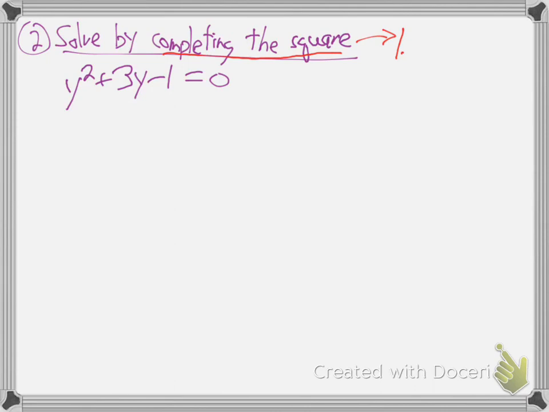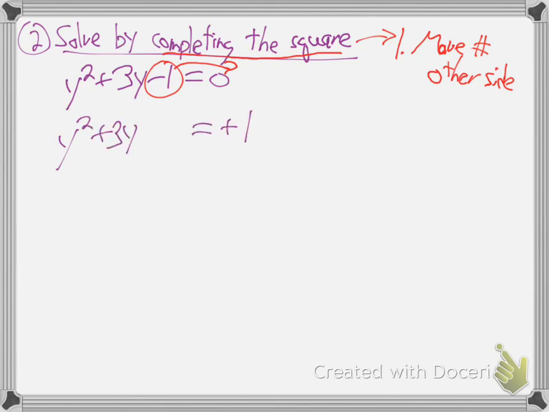It's step number 1. You move the number to the other side. So I'm going to grab that guy and move it over. So there's step number 1. We'll have y squared plus 3y equals positive 1 when that negative 1 jumps to the other side. Step 2 is number next to x. I should say middle number is what I would say. Number next to x, or in this case y, over 2 squared, add to both sides.